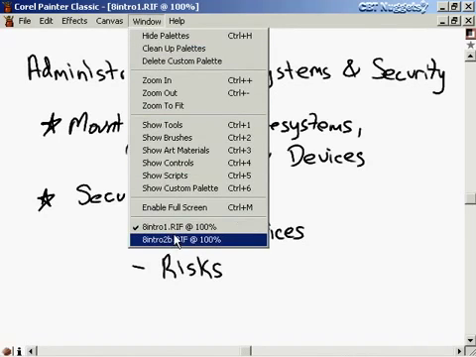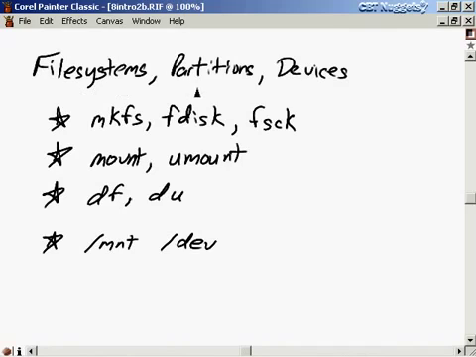Now let's talk about some commands that we can use to manage file systems, partitions, and devices. We use the mkfs and fdisk commands to create file systems and partitions respectively. And then we use the fdisk and fsck commands to examine partitions and file systems. We use these commands to mount and unmount file systems, partitions, and devices.